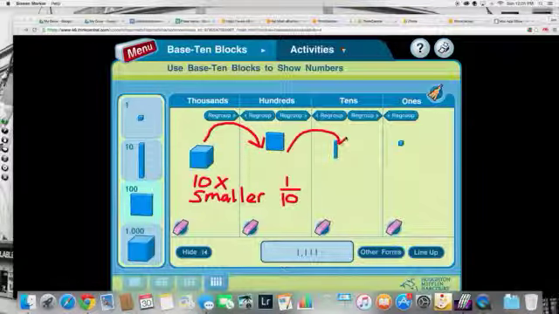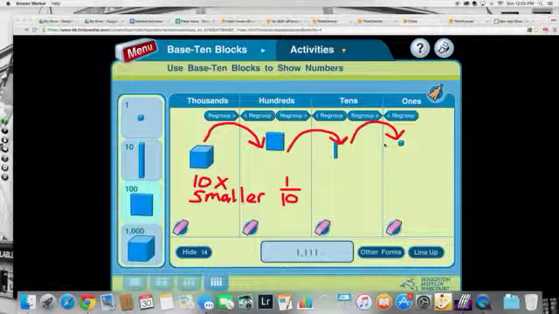Same way here. It's 10 times smaller. It's also 1/10 as big because it takes 10 tens to make 100. We only have one of them. Or going this way, it's 10 times smaller, but it's also 1/10 as large because it takes 10 ones to make a 10. We only have one 1/10. Okay, so just a couple different little ways to look at that.